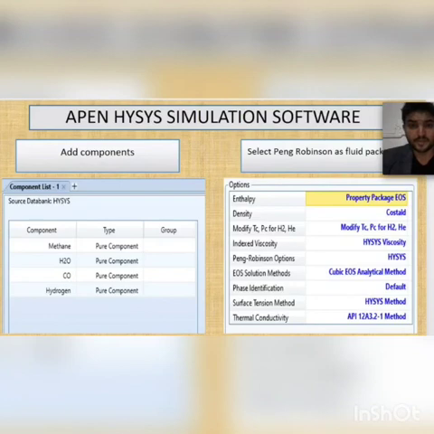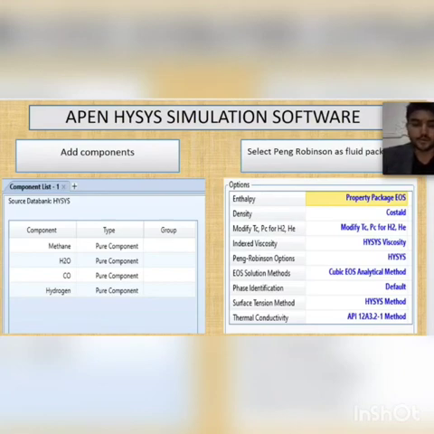Assalamu alaikum everyone, my name is Ahmed from the Chemical Engineering Department. Today I'm going to explain about this simulation part. So to simulate the steam methane reforming, we need to do several steps. So first we need to add the components shown in the picture: methane, H2O, CO, and hydrogen. And then we need to add the fluid package as Peng-Robinson, since our production is in a gas phase.